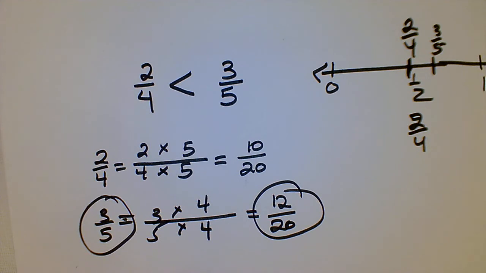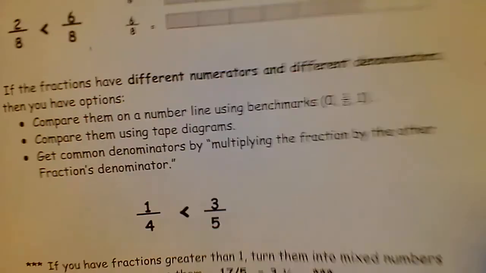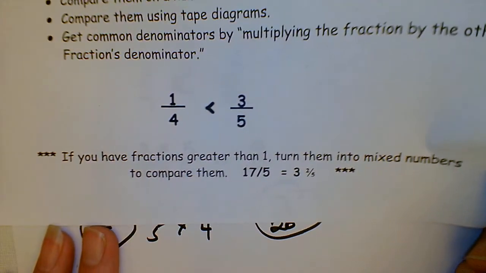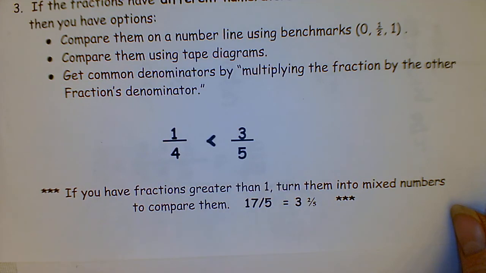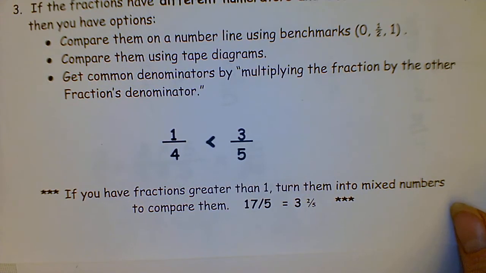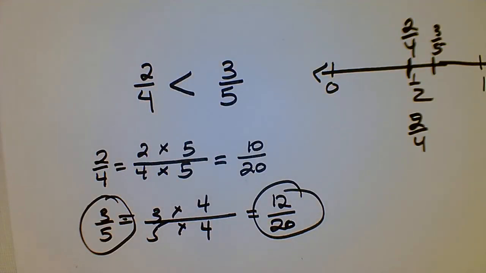Okay, so now that we've done that, I want to just point one more thing out at the bottom of the paper. It said, if you compare fractions greater than 1, turn them into mixed numbers to compare them. So for example, 17/5 is equal to 3 2/5. So let's do one of these.